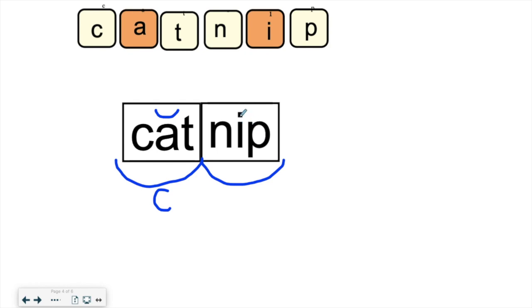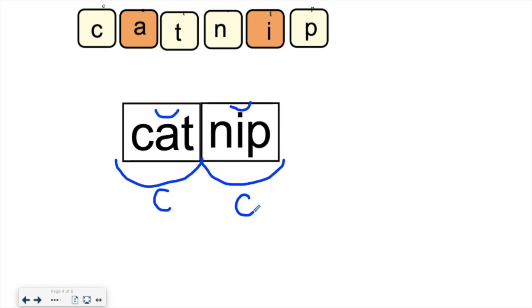My second syllable has one vowel. That vowel is closed in by a consonant on the end. And what sound is that vowel making? Ip, nip. It's making its short sound. Guess what? We have another closed syllable.